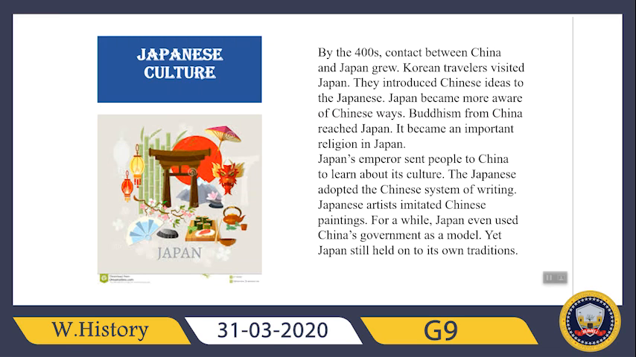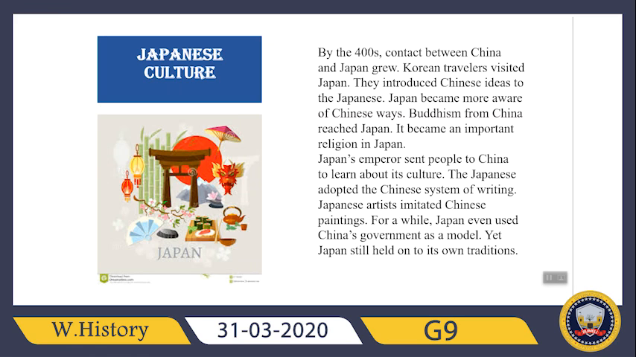Next is about Japan's culture, and I think we all know a little bit about Japanese culture, so I don't think it's going to be something new, but even then we are going to read about it. By the 400s, contact between China and Japan grew, and Korean travelers visited Japan. They introduced Chinese ideas to the Japanese, and Japan became more aware of Chinese ways.